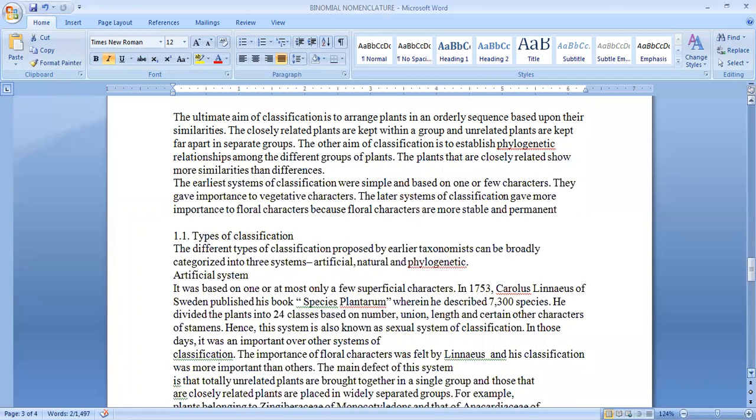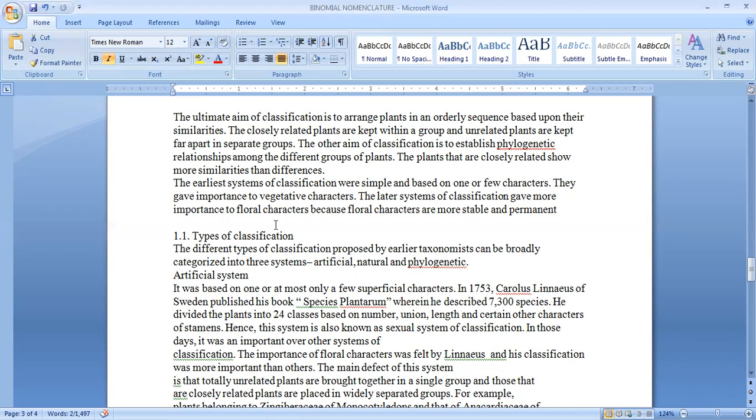Now why do we classify? The aim of classification is to arrange plants in an orderly sequence. And how are we going to arrange them? On their similarities. Closely related plants are kept in a group and unrelated plants are kept far away. The other aim of classification is phylogenetic classification. That means that if plants are closely related, they show more similarities than differences. If plants are in the same order or in the same class, they are more closely related.